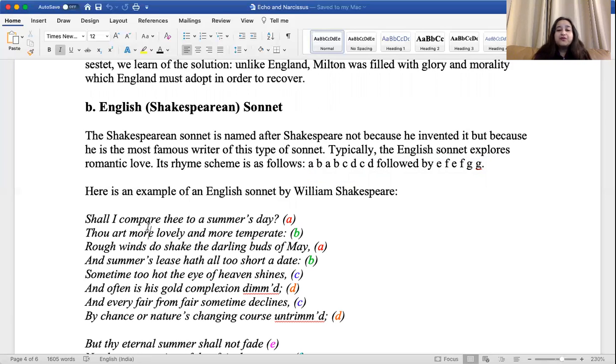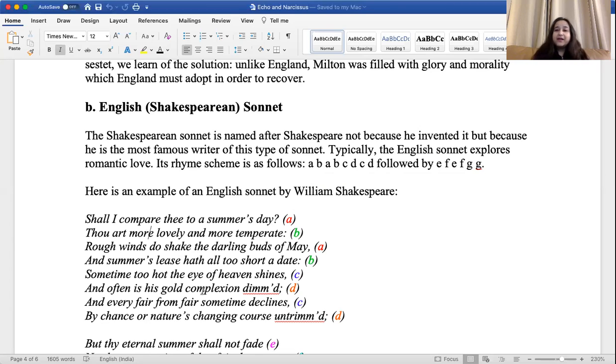And rough winds do shake the darling buds of May. So day and May. Okay, and summer's leaves hath all too short a date. Sometimes too hot the eye of heaven shines, and often is his gold complexion dimmed. So again, it's talking about how the poet is comparing maybe somebody, the person he loves, to a summer's day or a more temperate day, and that's what he's trying to decide.